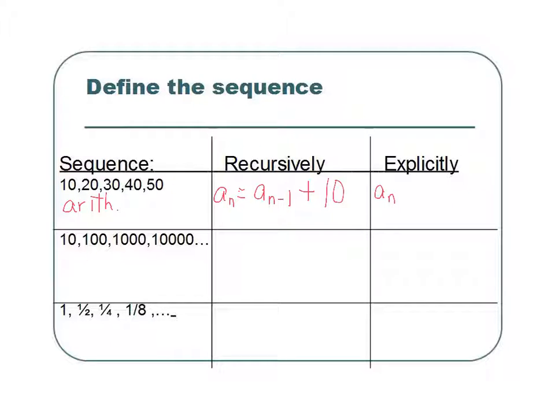The explicit rule for this sequence, you always have to start with your first term. Well, in this sequence, my first term is 10. And then it's arithmetic, so I'm going to add the common difference. When you look at it, it looks like I'm adding 10 every time. And how many times would I add it? Well, n minus 1 times. And there's your explicit rule for this sequence. Okay, so go ahead and pause the video and you finish out the other 4 boxes there, and then we'll move on to the next thing.